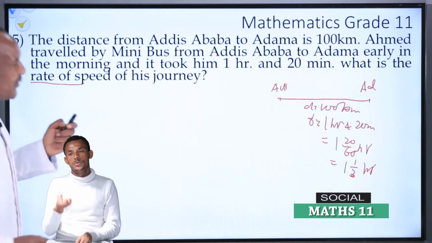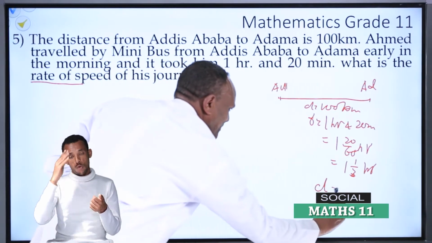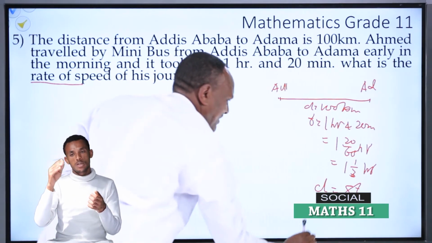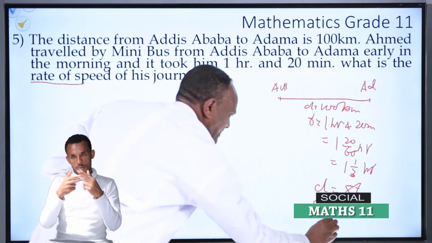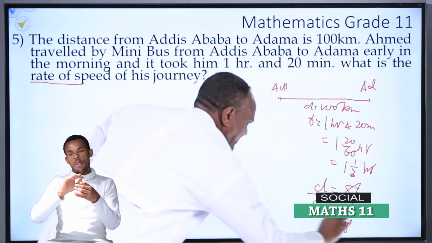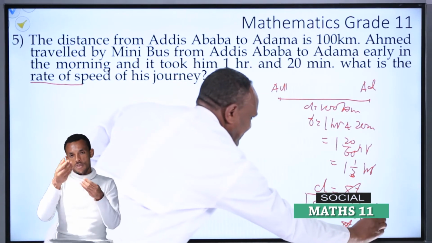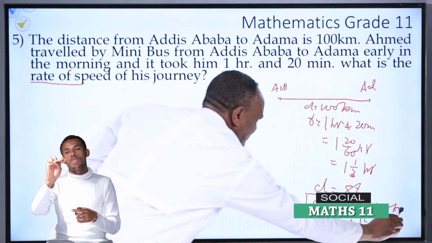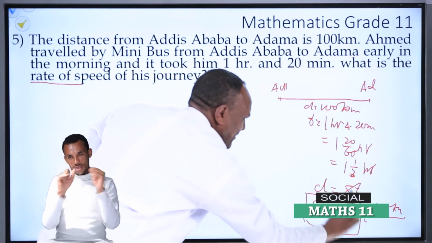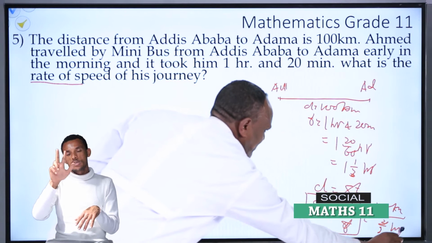So what is the rate of speed? We know distance is equal to speed times time. You can solve for the speed. Speed is equal to the distance covered divided by the time taken. So what is the distance? The distance was given to be 100 kilometers. That must be divided by the time, 1 and 1/3, which is equal to 4 over 3 hours.